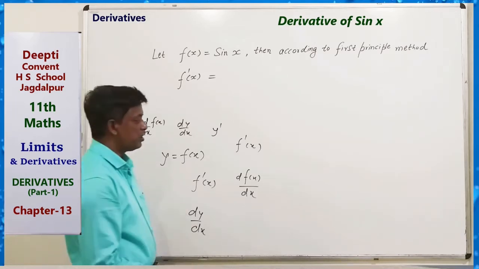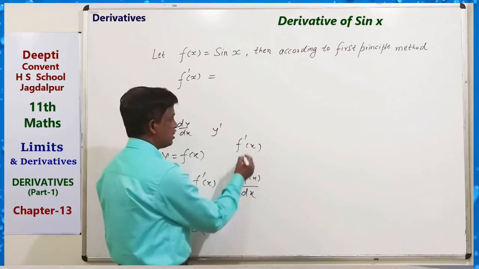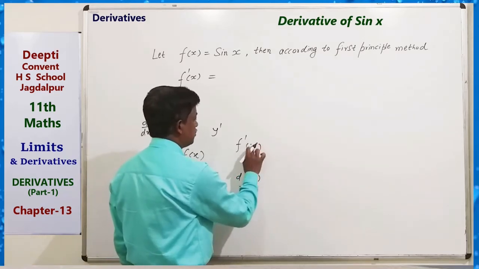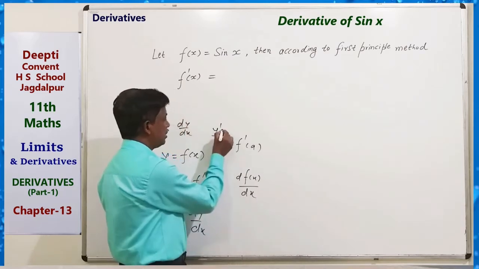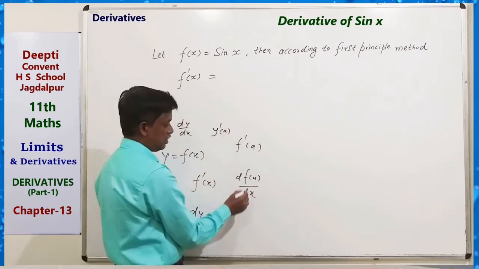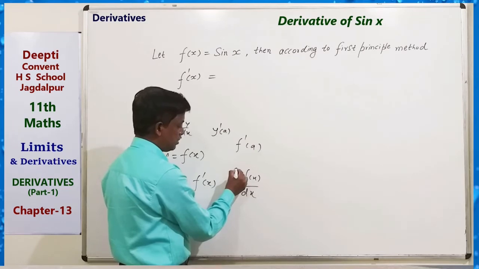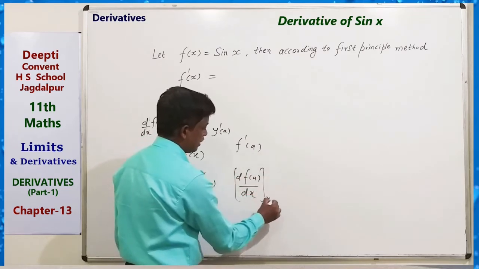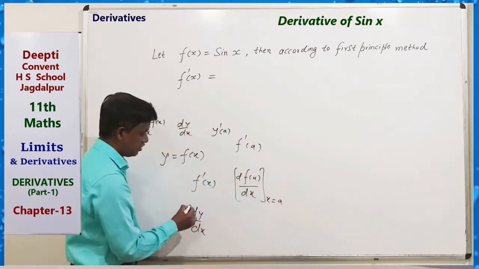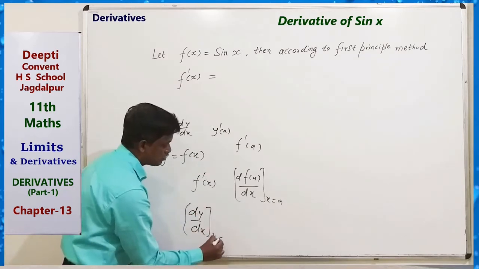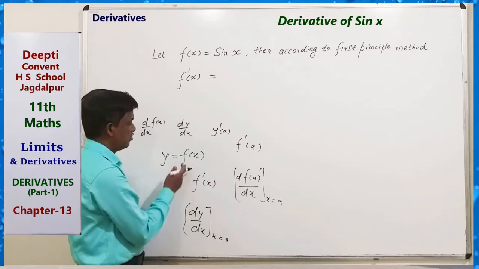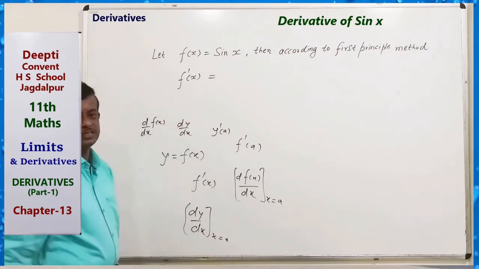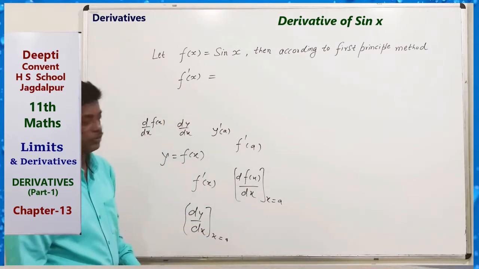At a particular point a, we write f dash a. Here also we can write at x equals a. We can write at x equals a the derivative. These are the same. So this type of notation can also be used for derivative.